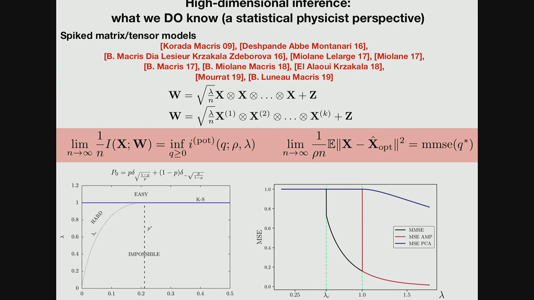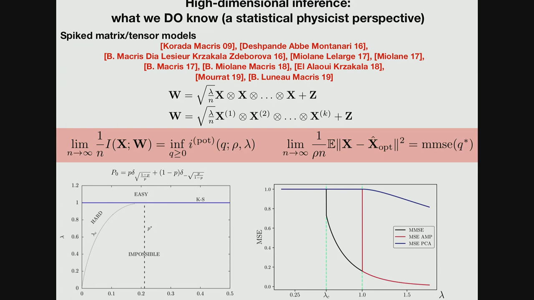And you have access also to a formula for the minimum mean square error, which quantifies how well you can infer the signal X, given that you have infinite computational power and can compute the optimal estimator, the so-called minimum mean square error estimator. The formula is a simple expression that depends on Q star, which is nothing else than the optimizer of this function. Once you have these kinds of formulas, you can draw phase diagrams.